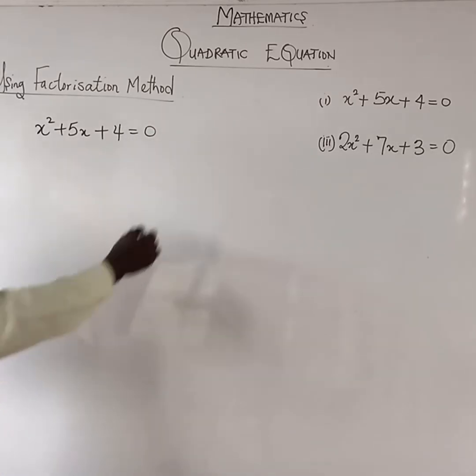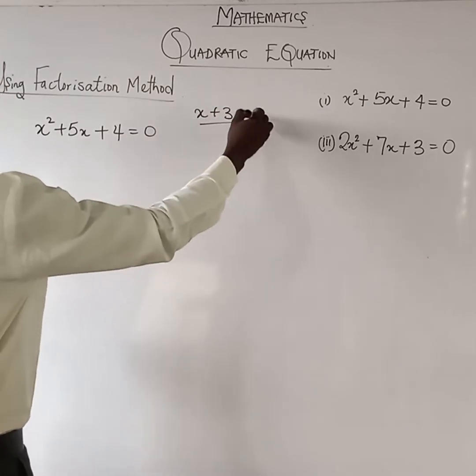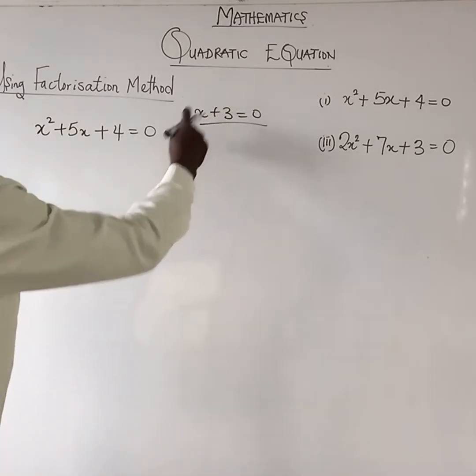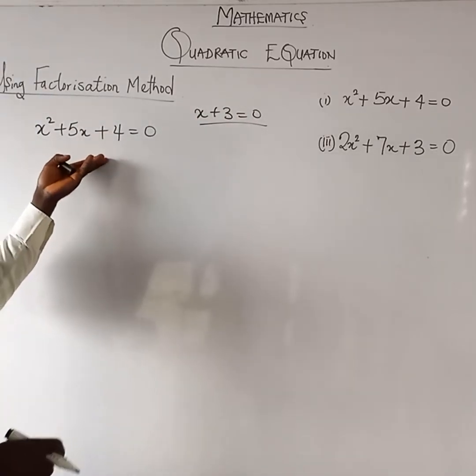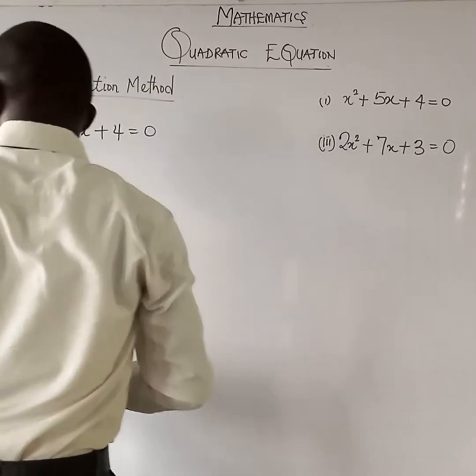In a situation whereby we have x plus 3 equals 0, this is linear equation because the power of x is 1, while the index of this one is 2. So that's why this is referred to as what? Quadratic equation. So let's proceed on.